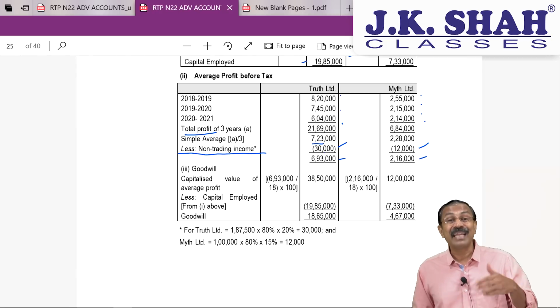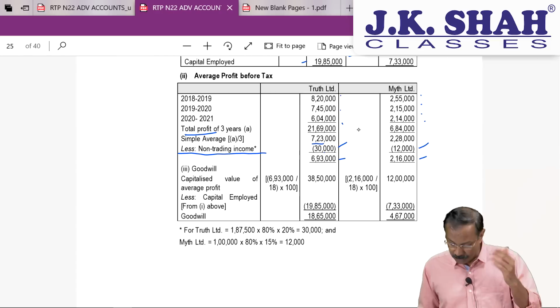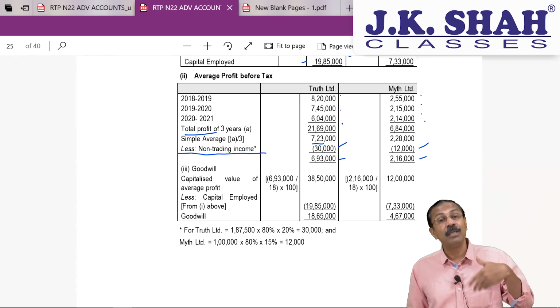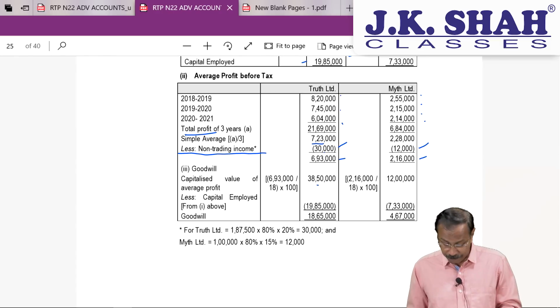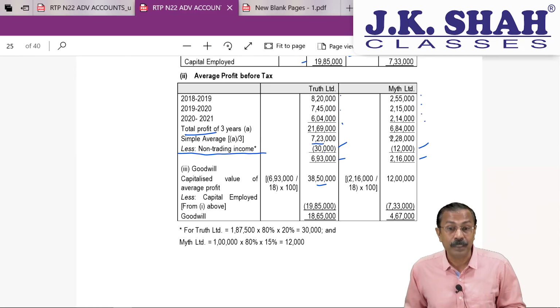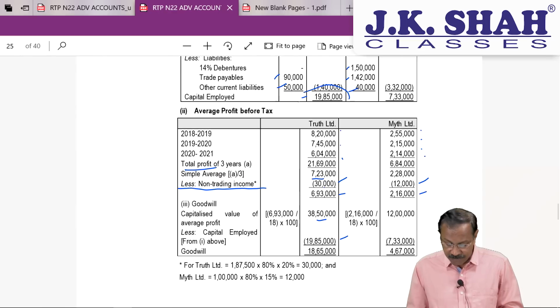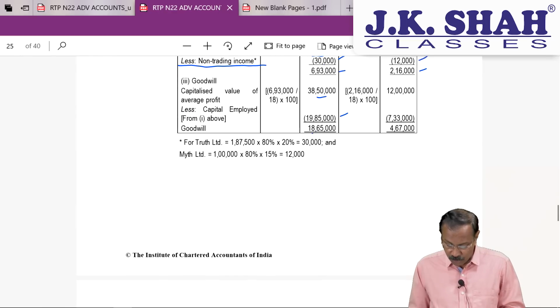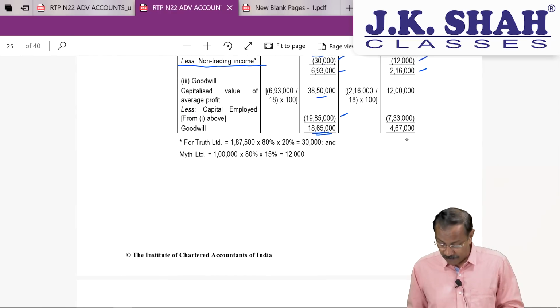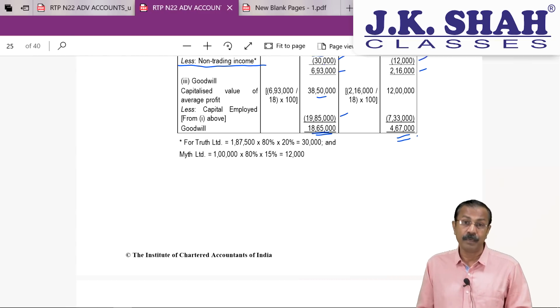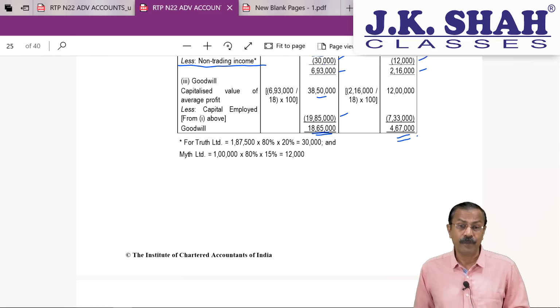This has to be capitalized. So 693 you capitalize at 18%. So you find out the value to be invested. 3850 is the amount that should have been invested in the business. Whereas they have invested only 1985, their capital employed. So their goodwill is 1865. Second company's goodwill is 467, remember. This is how you get the goodwill value.